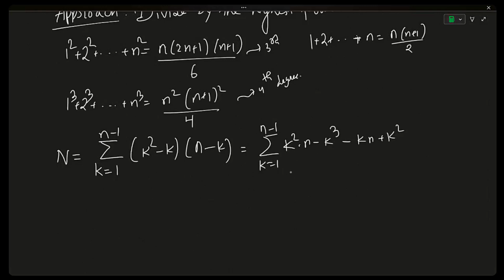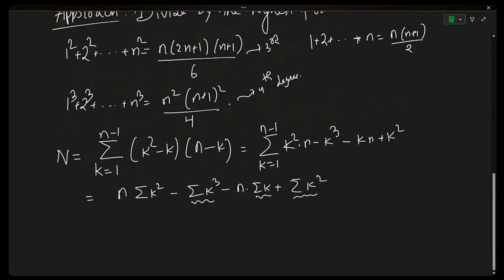Okay. Now you can understand that this is going to be n times summation of k square minus summation of k cube minus n times summation of k plus summation of k square. Again, the highest power in numerator then would be n power 4, right? Because a summation of k produces a quadratic. That means a summation of k square produces a n cube term, and a summation of k cube, which we have just seen, produces a n to the power 4 term.